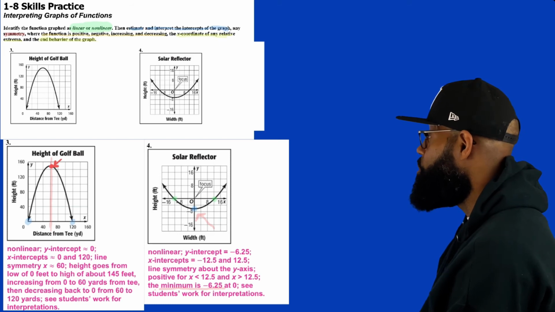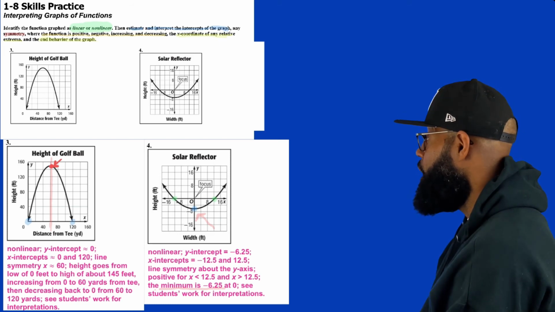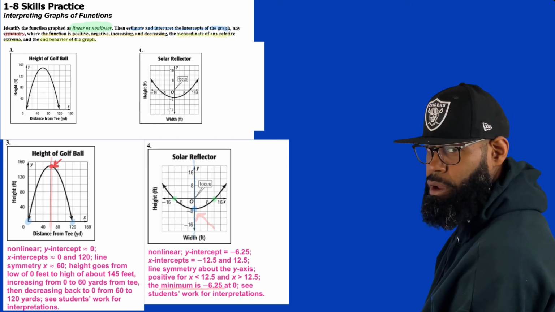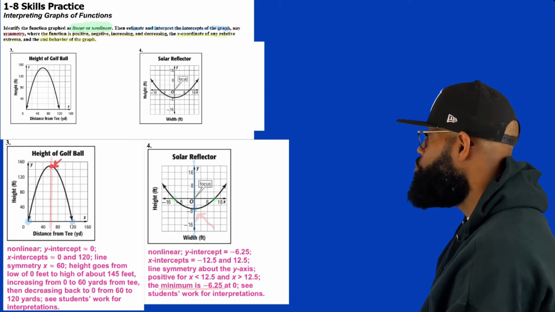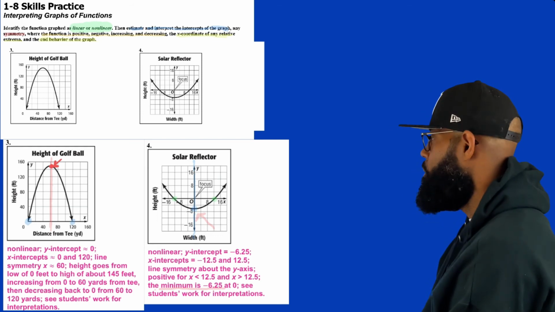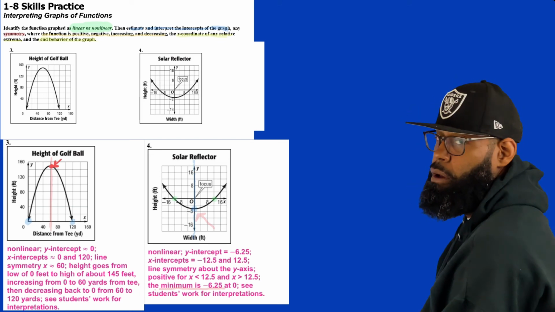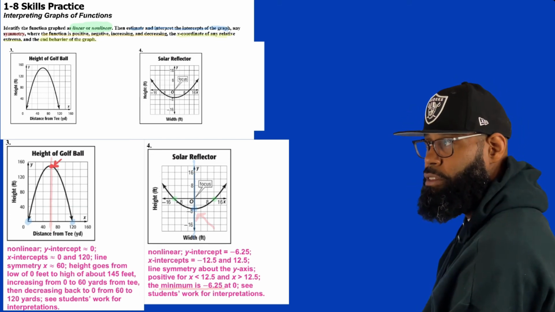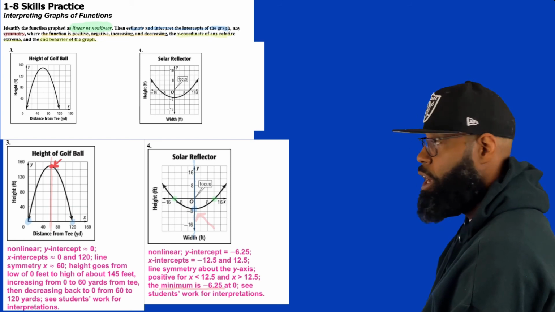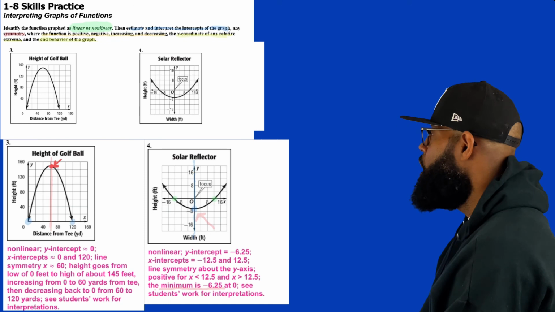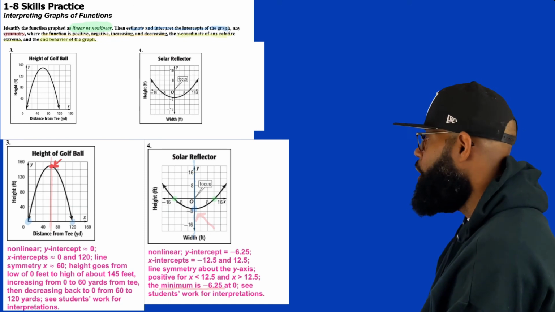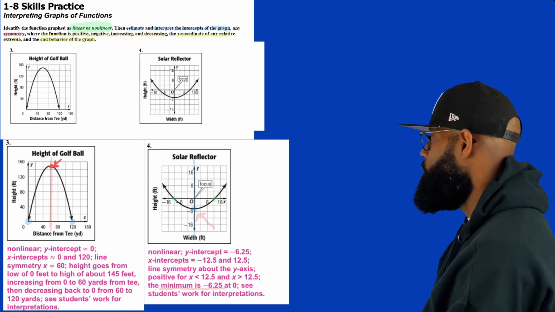But we also have to describe our x-intercepts, right? -12.5 and +12.5. But again, what's going on here? We didn't even talk about the title of this graph, of this function. Solar reflector, the height and the width. Oh, okay, so literally a solar reflector, the sun, solar, and reflector, bounces off of it. So that's what we're talking about. But again, interpreting the graph. What else do I recognize is happening here, guys?